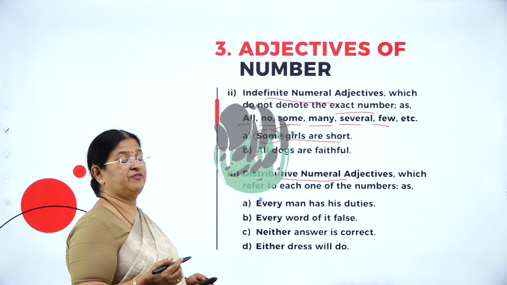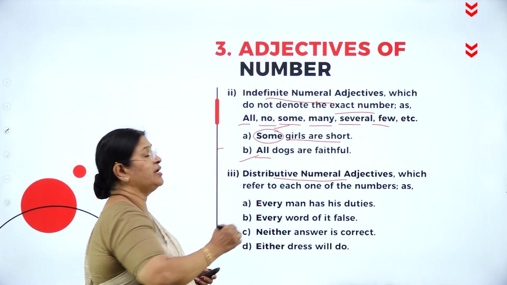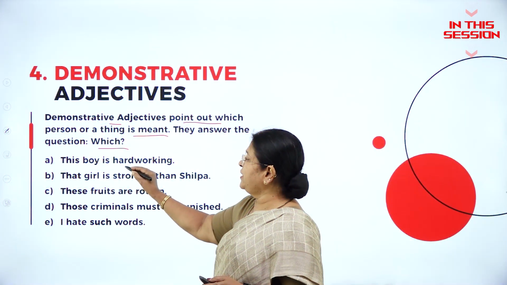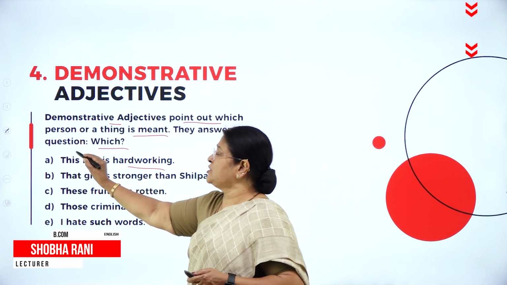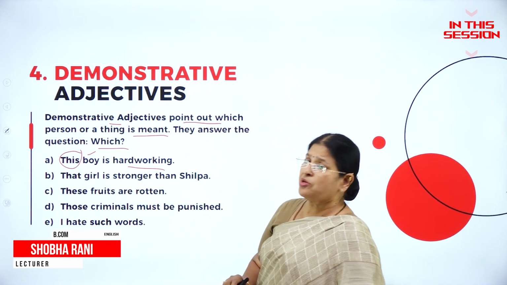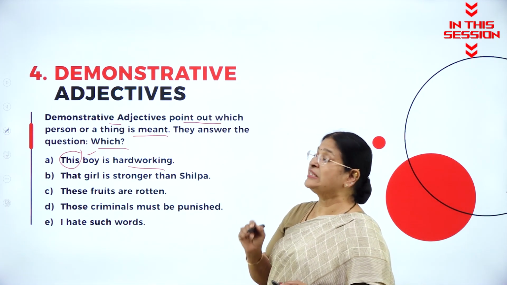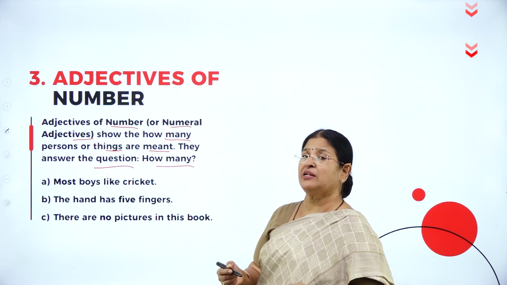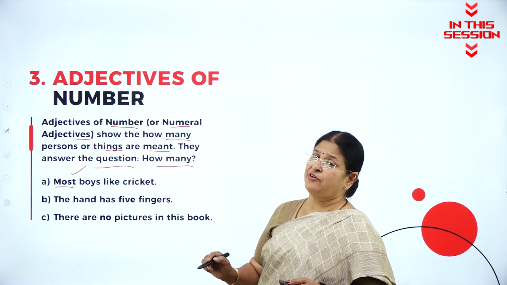All dogs are faithful. How many dogs are faithful? All dogs are faithful. So here, all is the indefinite numeral adjective. This boy is hardworking. Which boy is hardworking? This boy is hardworking. So the demonstrative adjective in the sentence, this boy is hardworking, is this. Most boys like cricket. How many boys like cricket? Most boys. So most is the adjective of number.